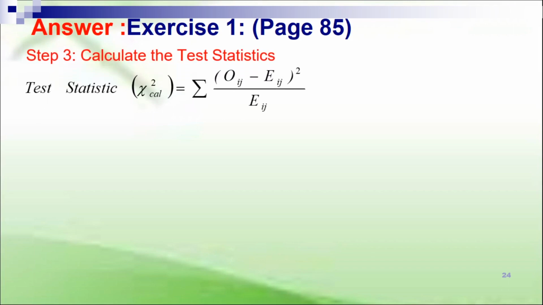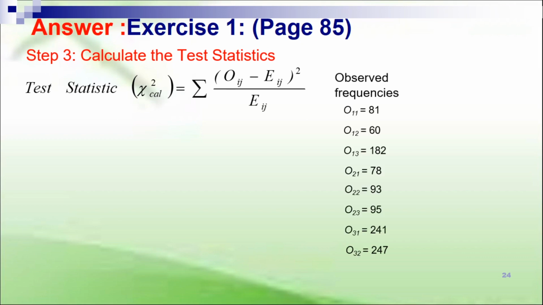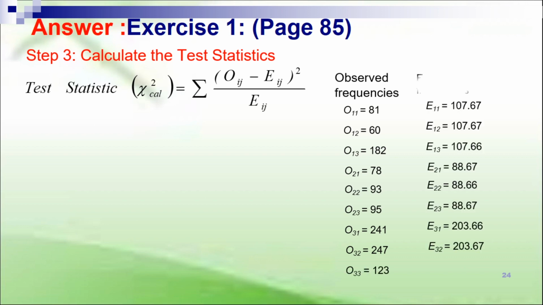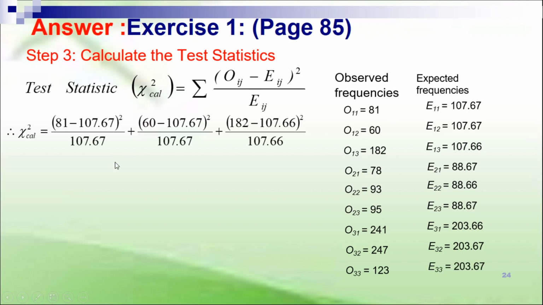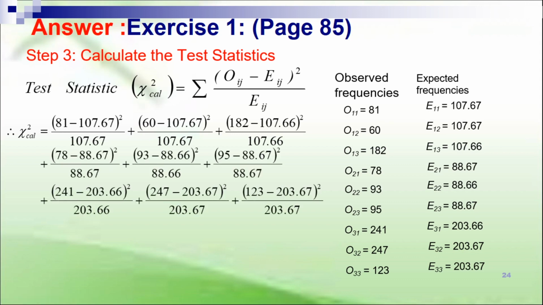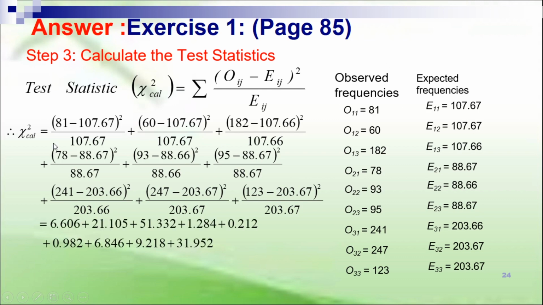Once you find the expected frequencies, then calculate the test statistic as step 3. Take the observed frequencies and expected frequencies. First take the difference of the corresponding observed frequency and expected frequency, square that difference and divide by the corresponding expected frequency value. In that way you can get the sum, and you can calculate the chi-square calculated value.